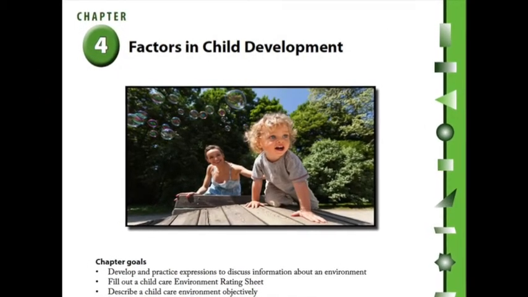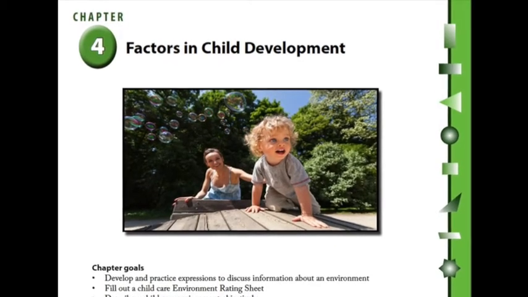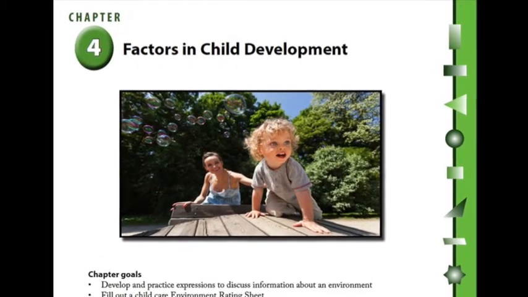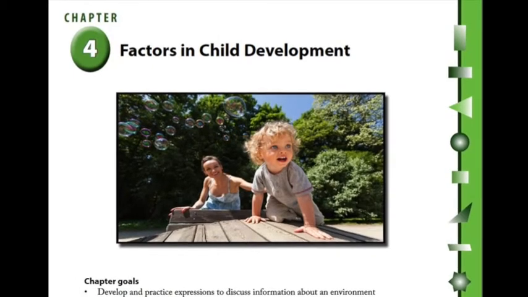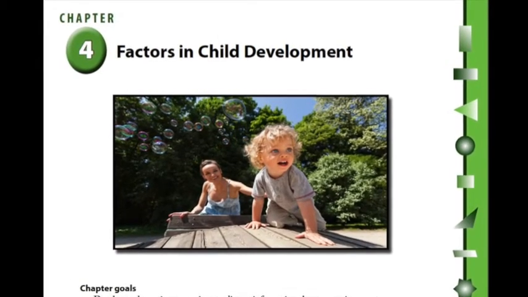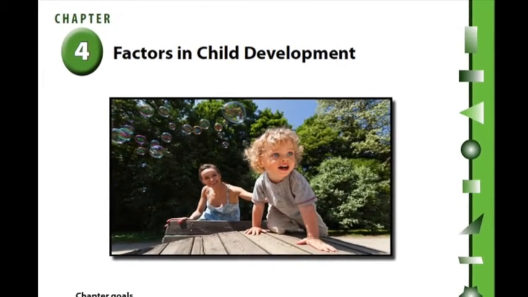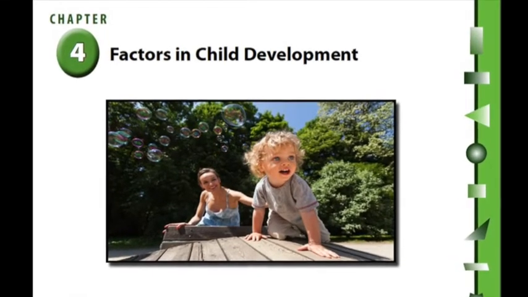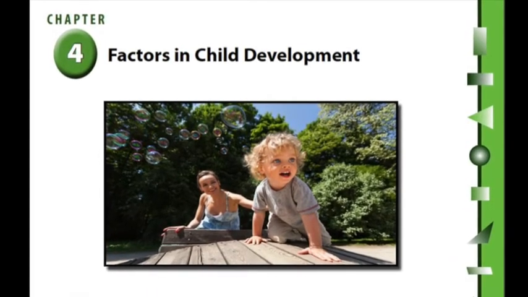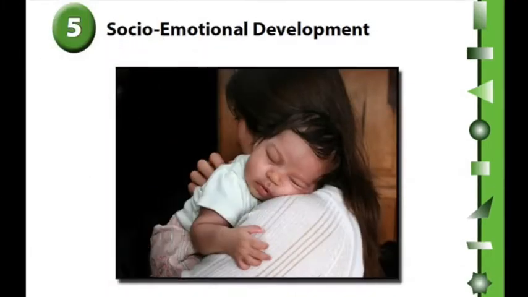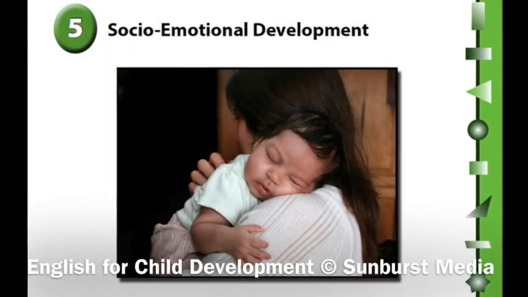Chapter 4. Factors in Child Development. The chapter goals are to develop and practice expressions to discuss information about an environment, to fill out a childcare environment rating sheet, to describe a childcare environment objectively, and to write an observation and reflection on a childcare environment.